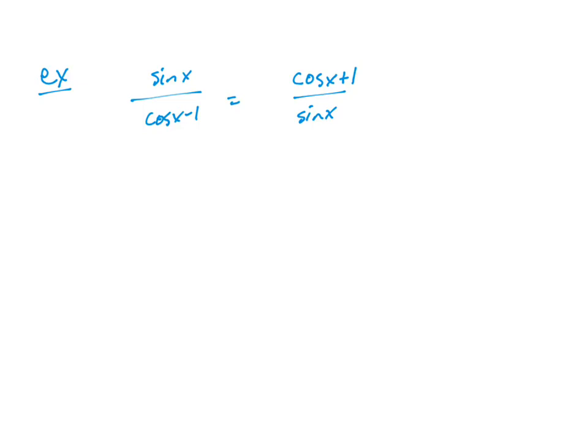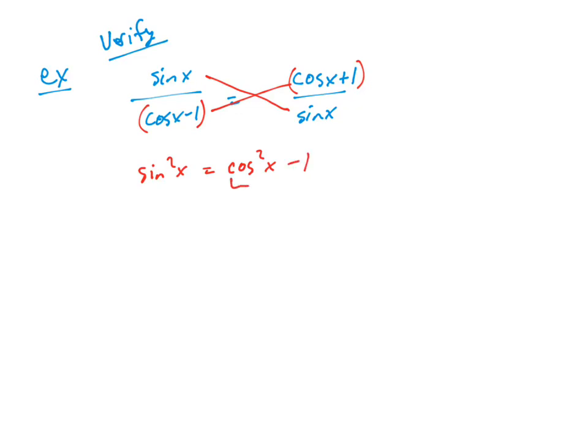Suppose this is the identity we're trying to verify. A common urge that students will have is they'll say, oh, I'm just going to cross multiply here. And if we cross multiply, sine x times sine x is sine squared of x. When I multiply these two things together, I get cosine squared of x. When I multiply it all out and simplify, I end up like this. And then this is the same thing as sine squared of x. And then you would have it.